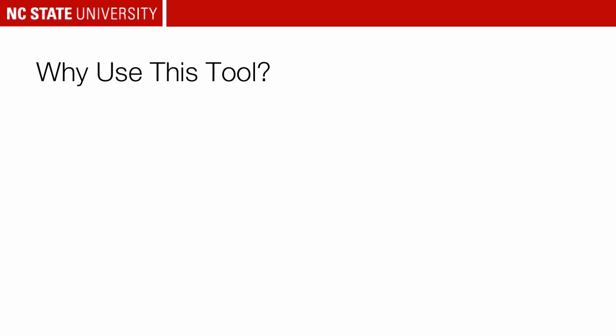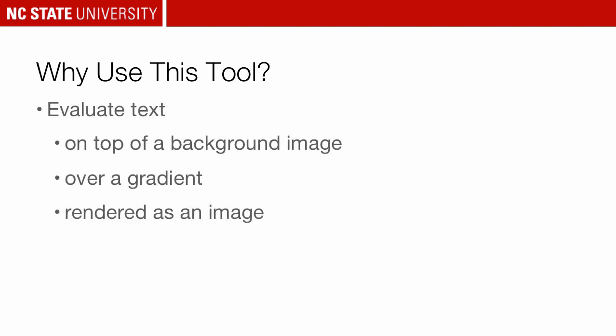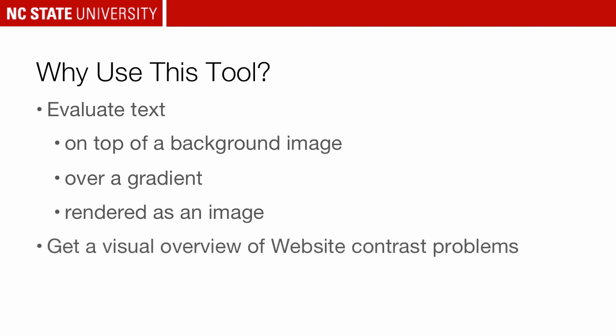So why use this tool when there's a lot of good color contrast checkers out there already? One of the things this tool does is allow you to evaluate text that other tools are unable to evaluate. For instance, if you have text on top of a background image, or if text is over top of a color gradient, or if the text is actually rendered as an image like a JPEG or a PNG file. This tool is able to easily show you where those contrast problems are. Another reason you might want to use this tool is just to get a visual overview of where your website contrast problems are.